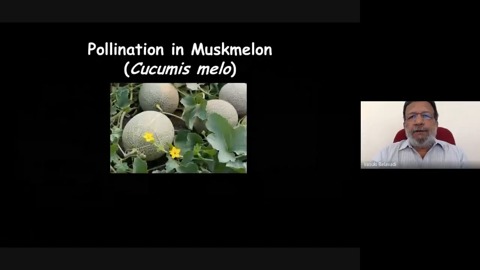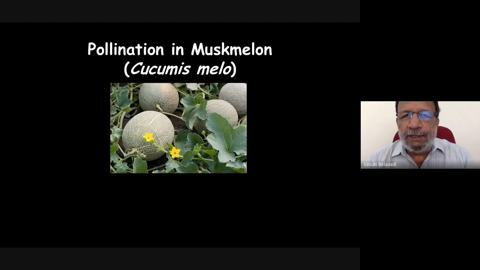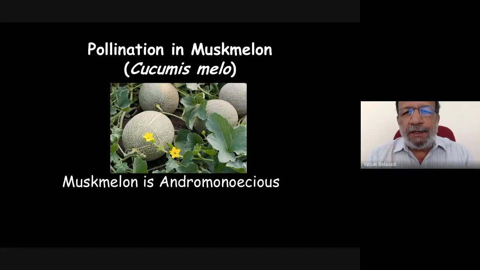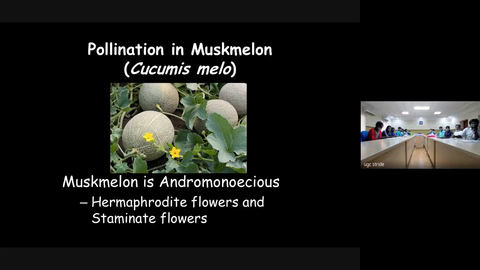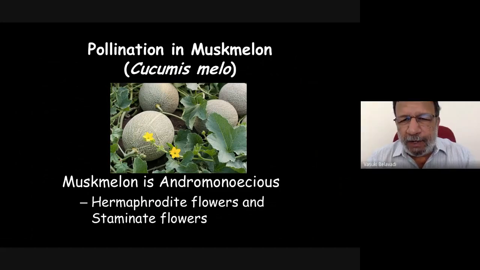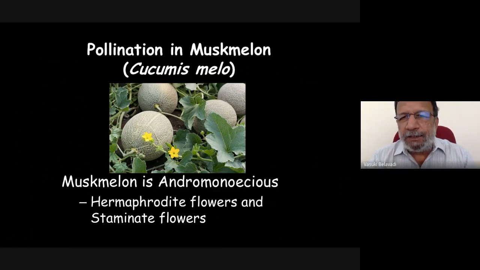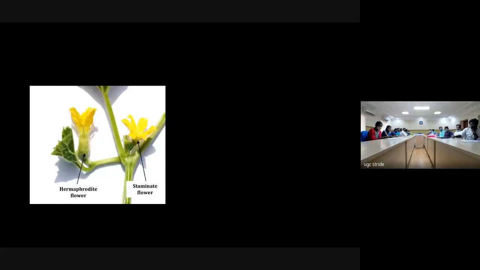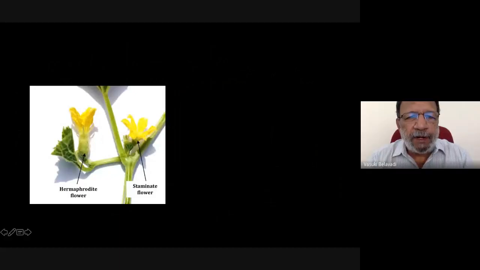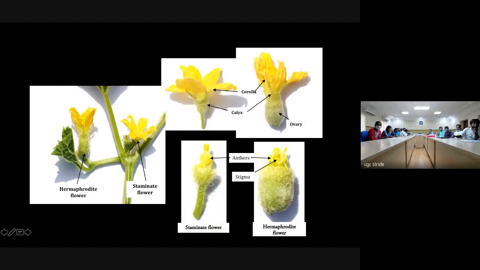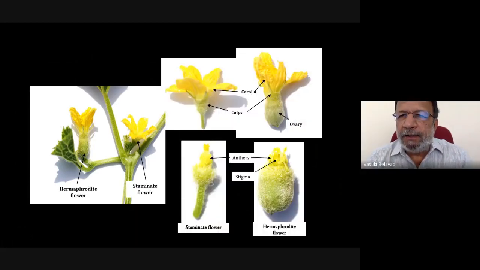The next one is pollination of muskmelon, where the muskmelon is pollinated by social bees. Muskmelon is andromonoecious, which means you have hermaphrodite flowers and also staminate flowers. This is a very interesting crop. You can identify the hermaphrodite flower by the ovary. The corolla and the calyx resemble those of the staminate flower.